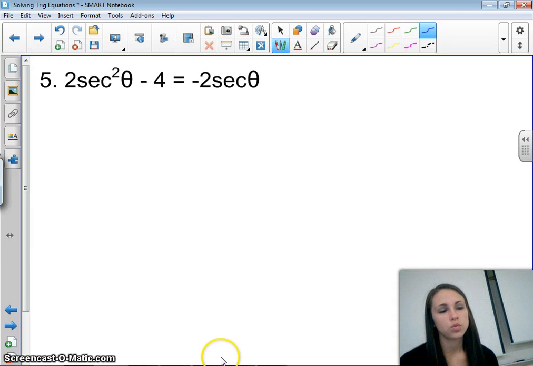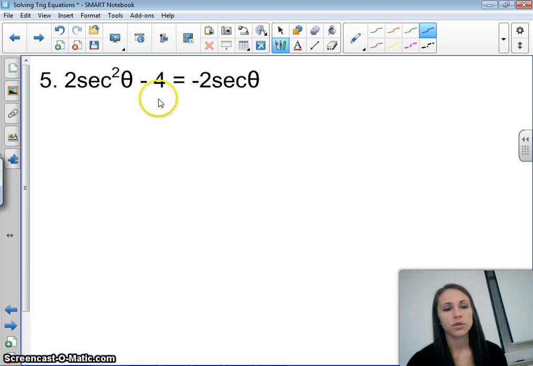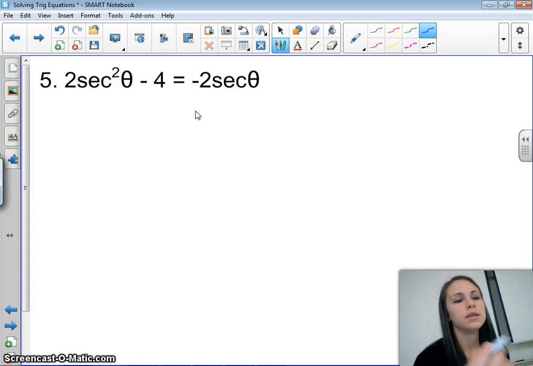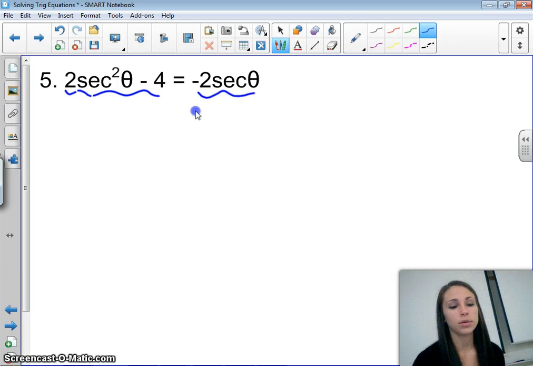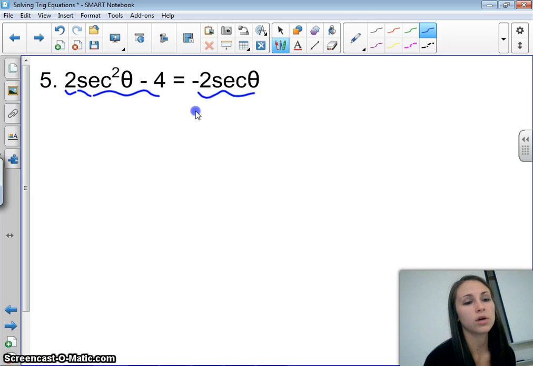Alright, this one has a secant in it. We haven't really looked at ones that have secant and cosecant in them yet. So we're going to look at this one, and it's a little bit different than the ones we looked at before because this is going to be similar to a quadratic problem. And with a quadratic problem, we're going to backwards FOIL. In order to backwards FOIL, I need to get everything set equal to 0.